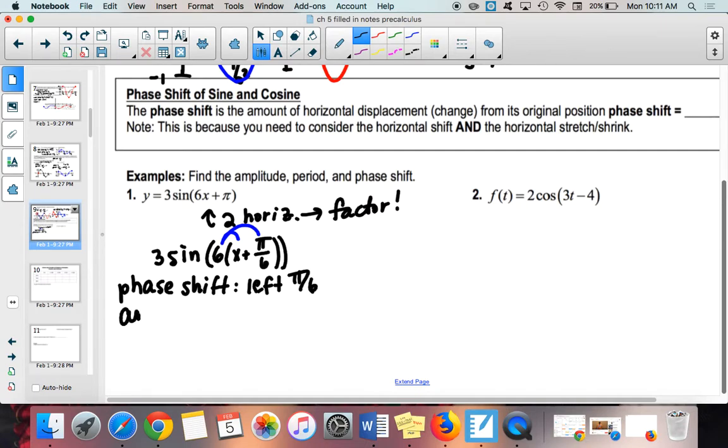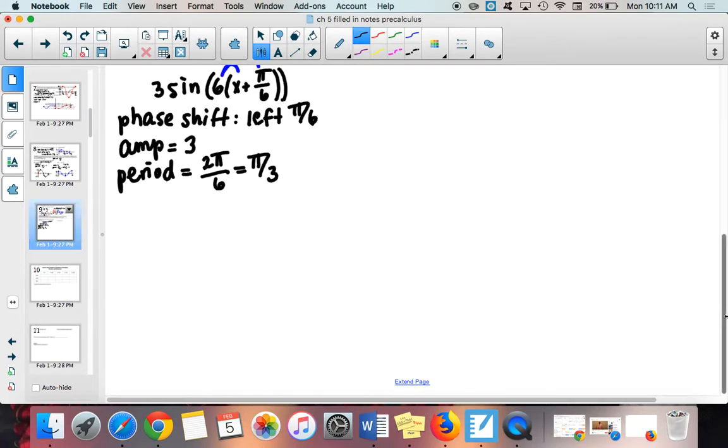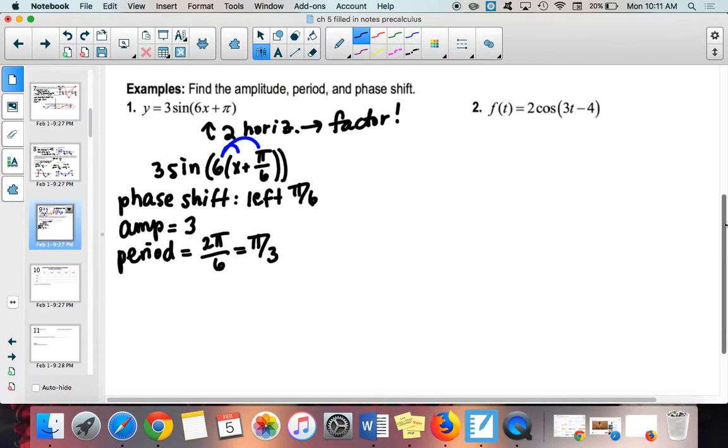What about the amplitude? 3. And then the period, so it was originally 2 pi. How has this one been adjusted? 2 pi over 6, which makes it pi over 3. Okay, and that's all we need. This one doesn't say to graph. If you wanted to, we could graph it. I'll show you what the graph looks like. You don't need to graph it if it just says find the period, amplitude, and phase shift.